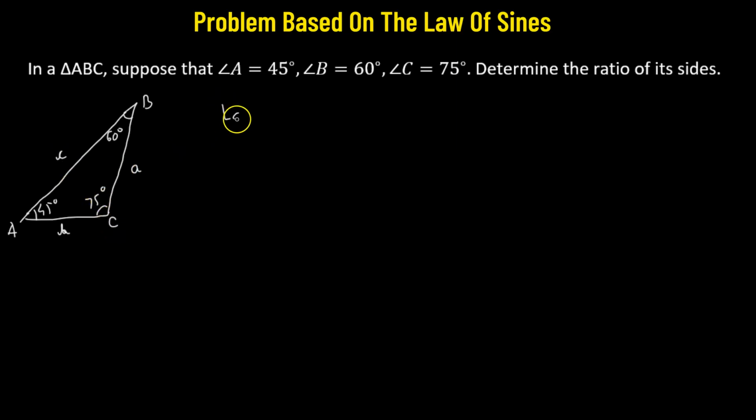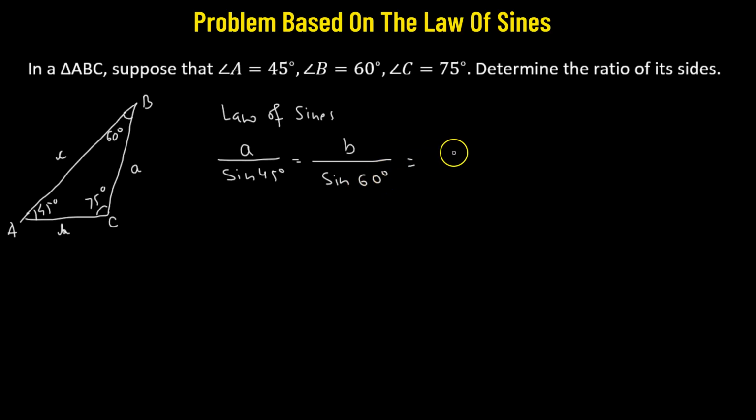Fine. The law of sines states that the ratio of the side a to the sine of the angle opposite to it, that's angle A, which is 45 degrees, equals the ratio of side b to the sine of the angle opposite to side b, which is angle B, 60 degrees, and that equals the ratio of the third side, c, to the sine of the angle opposite to it, that's 75 degrees.